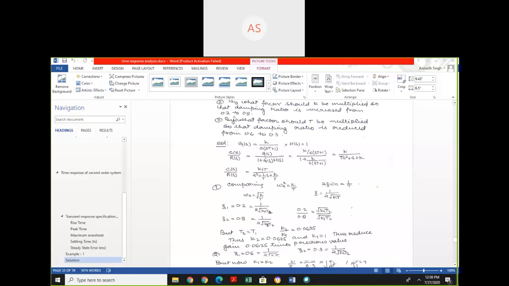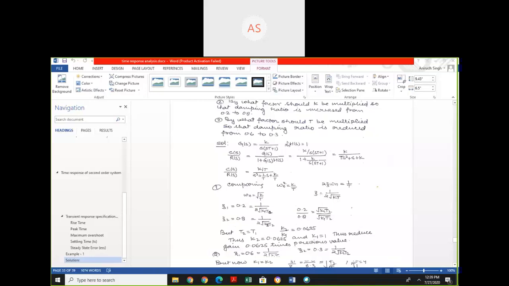Here in this case, by what factor K should be multiplied so that the damping ratio is increased from 0.2 to 0.8? Means first, the value of damping ratio is 0.2, so here 0.2 is equal to 1 by 2 under root K1 T1. Here we calculate the value of zeta, so substitute zeta as 0.2, and here K1 and K2.